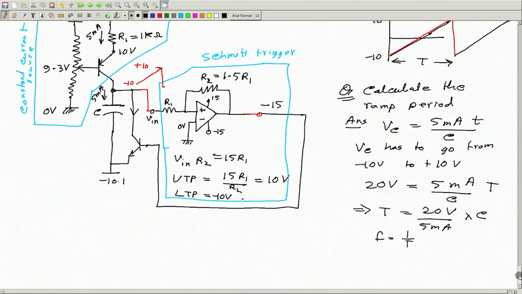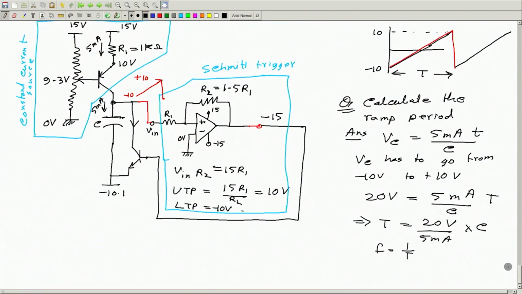Okay. And can we calculate the height of the ramp? This we already have, so we need not calculate. It is from -10 to +10. Okay, so how can we change the frequency? You can take a variable capacitance, definitely, because we have C in the expression of the time period. So change C.